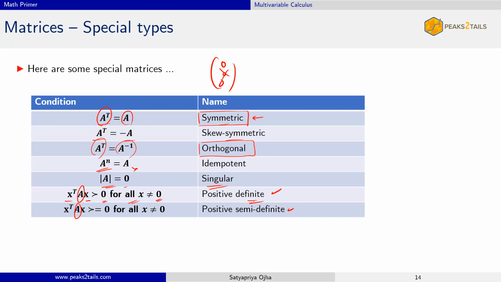It's very likely that you will be asked this question in interview. Okay. And if it is greater than or equal to 0, that means for some cases it is coming as 0, for other cases it is positive. Then we call it positive semi-definite. All right, for non-zero X.